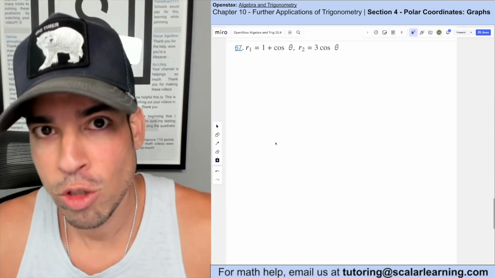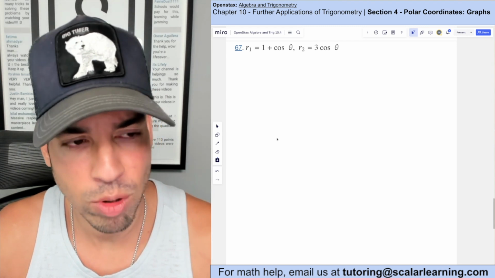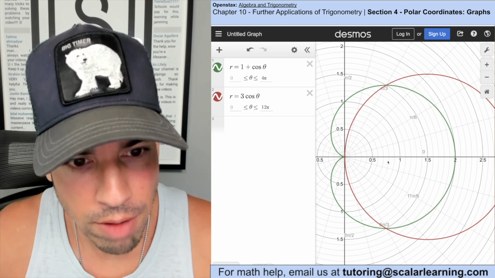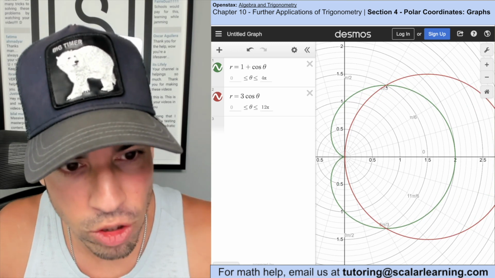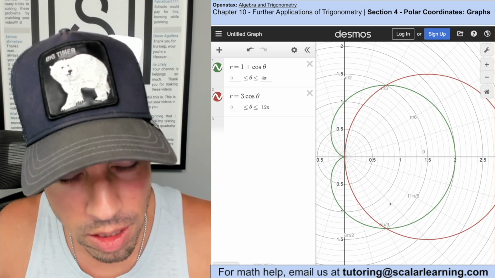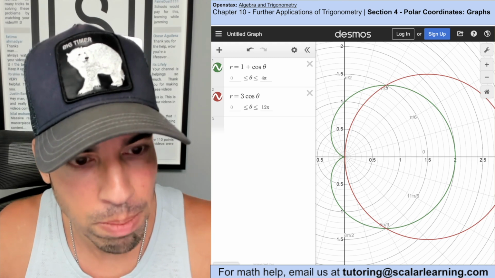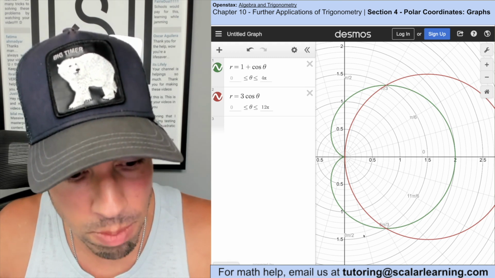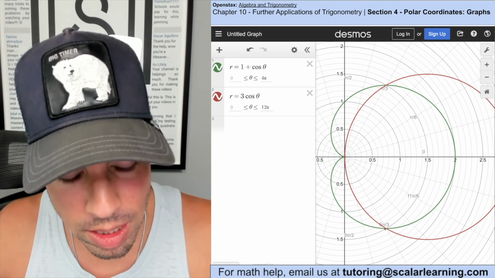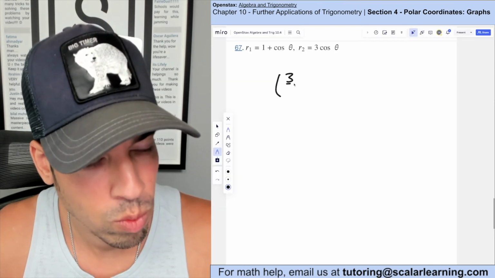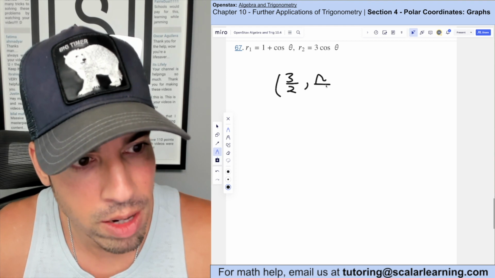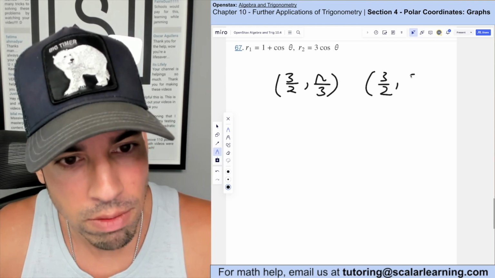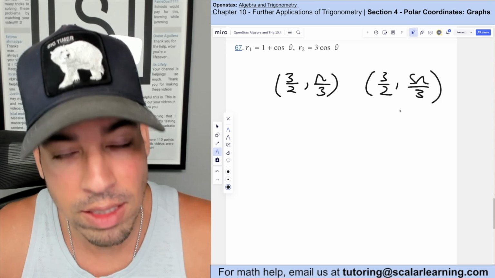Done. So for this one, we're meant to graph these and then find the point of intersection. So let's do that in Desmos now. So here are the two graphs. And if you zoom in here, it looks like the points of intersection are right here and right here. And this one looks like it's at pi thirds right at 1.5. And this one is also at 1.5 for the r value, but then it's at 5 pi thirds. So we can say 1.5 or 3 halves at pi thirds and 3 halves at 5 pi thirds, and that's how you do it.